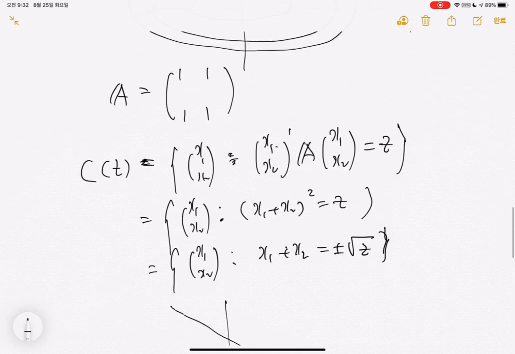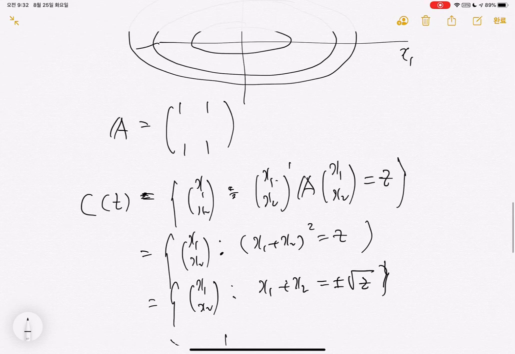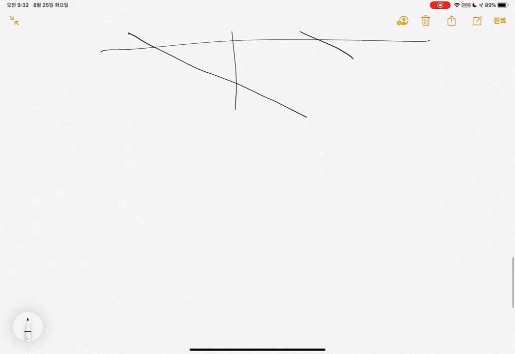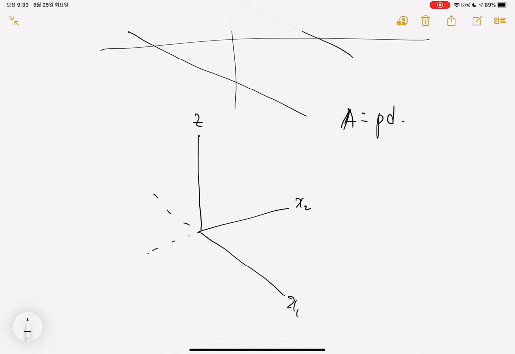Now visualize a three-dimensional space. Here's your x1 axis, x2 axis, and here's your z. So when A is positive definite, then for z is 0, it's a point.